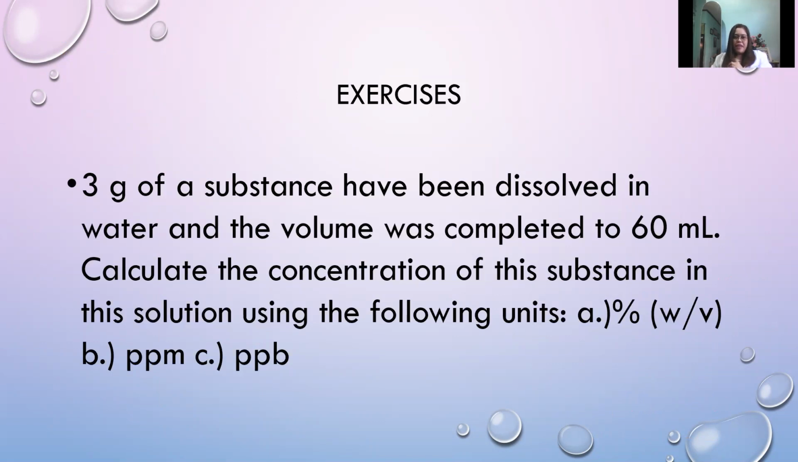So 3 grams of a substance have been dissolved in water and the volume was completed to 60 ml. Again, 3 grams of a substance have been dissolved in water and the volume was completed to 60 ml. So calculate the concentration of this substance in this solution using the following units. You first get the percent weight per volume. Tapos we will be computing for the ppm and the ppb.